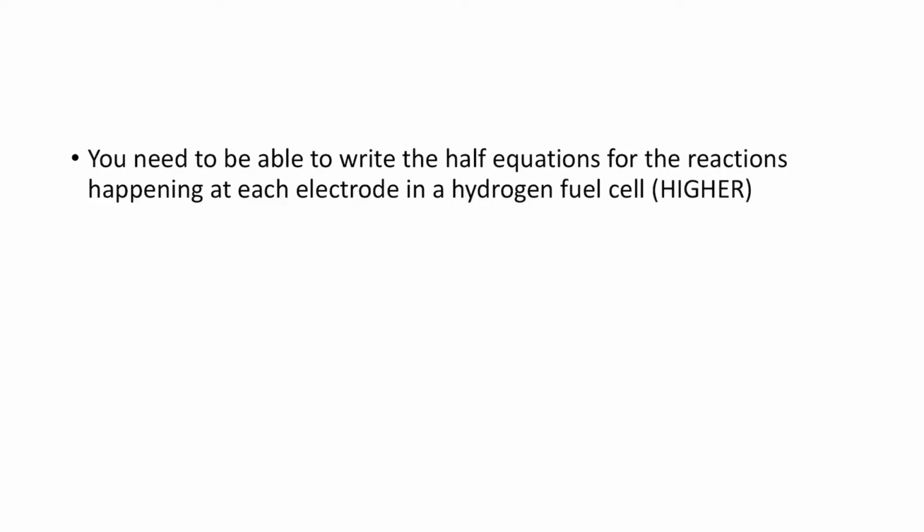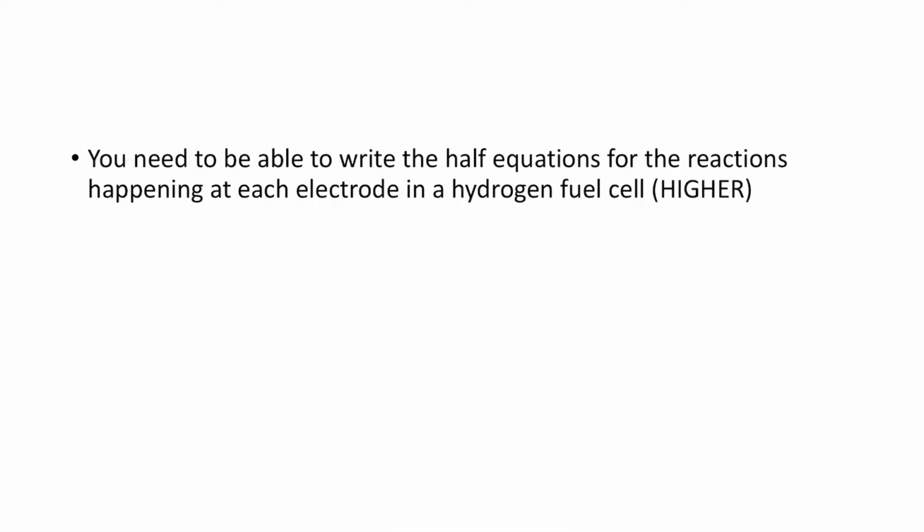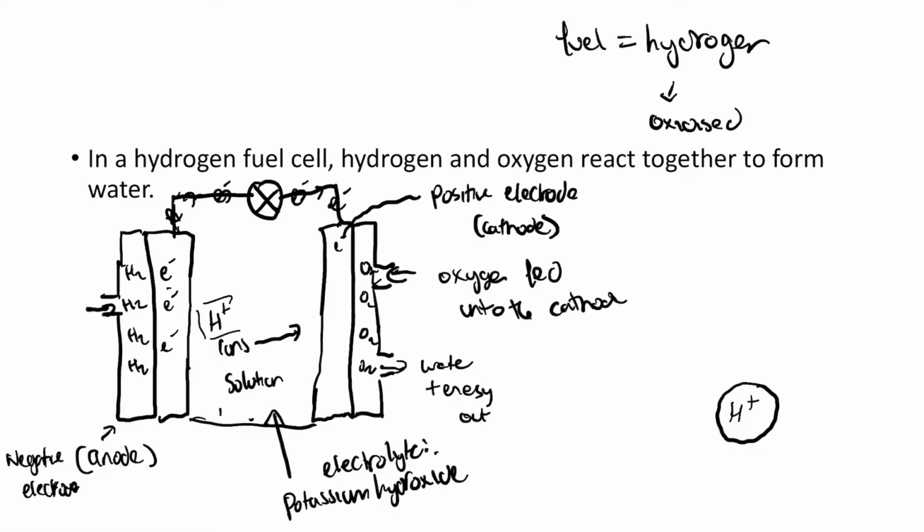Now, you do also need to be able to write the half equation for the reactions happening at each electrode in a hydrogen fuel cell, but this is for higher only. But before I do that, let me just sum up what went down in this part here. So at the negative electrode, which is here, we call it the anode, the hydrogen loses electrons to produce H+ ions, and we call this oxidation.